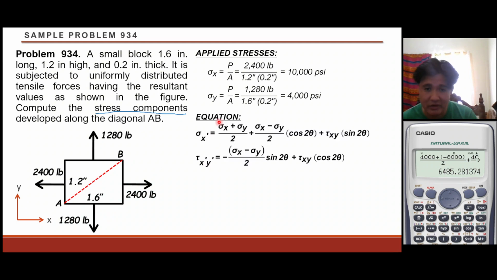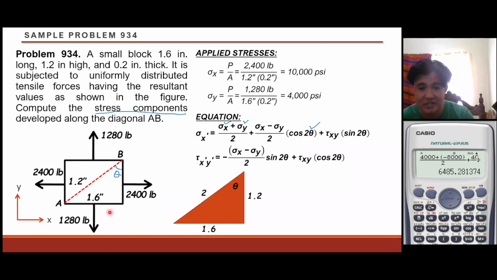And then, for our equation, we have stress X, and we have stress Y. Then we just need to find theta. Again, the theta we should consider is this theta here. So, isolating this triangle, we have made a triangle with base 1.2 and 1.6. Let's isolate that. This will now be our figure.